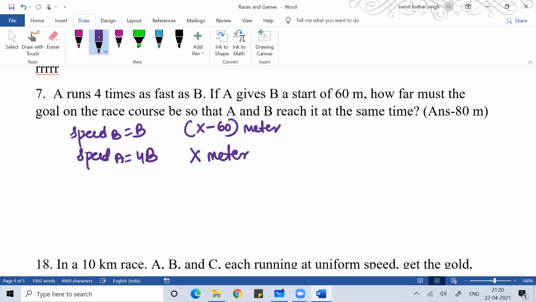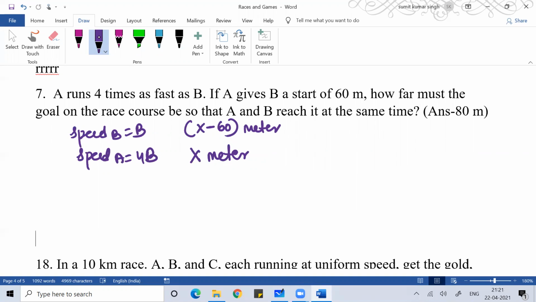So how far must the goal be on the race course so that A and B reach at the same time? The speed is given here. The speed of A is given, and A is going to run X meters.